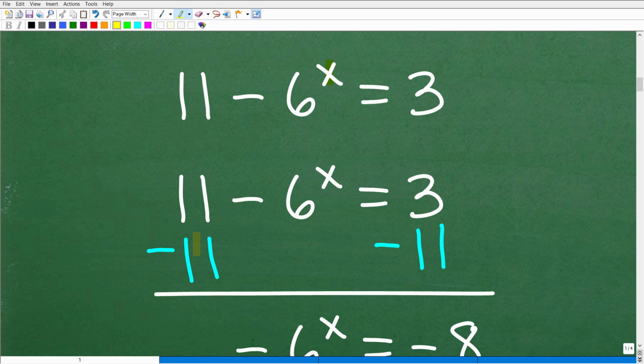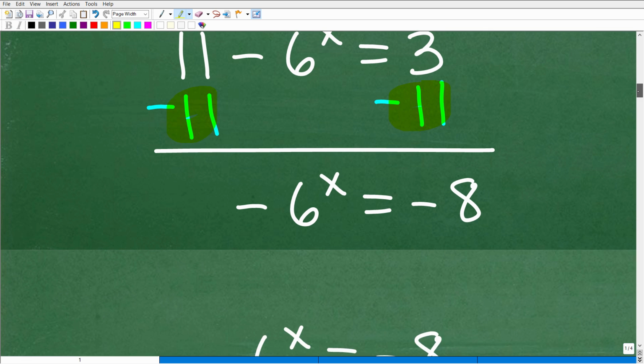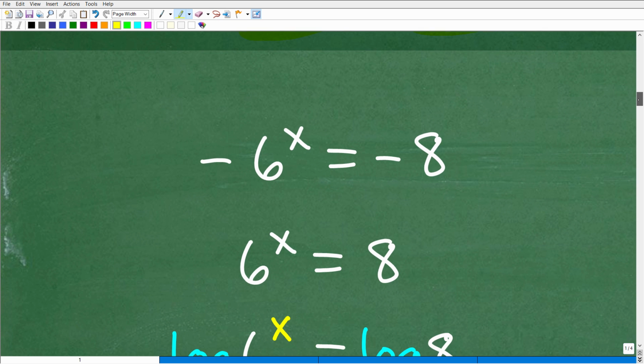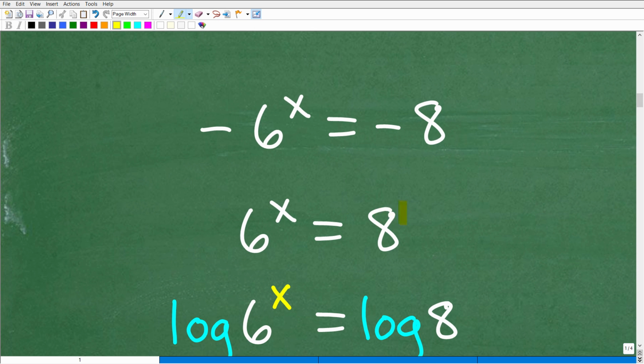The first thing I'm going to do is subtract 11 from both sides of the equation. And what do we get? We get negative 6x is equal to negative 8. Here you can see that this is negative and this is negative, so if I just divide both sides by negative 1, I can get rid of that negative sign. We'll write it like this: positive 6x is equal to positive 8.